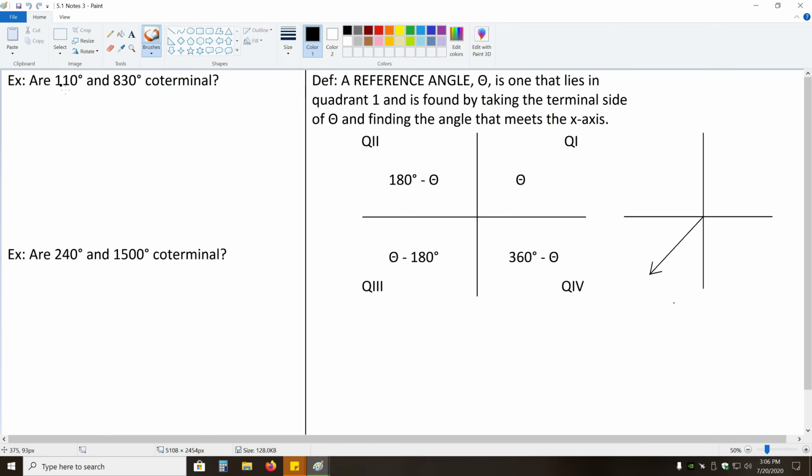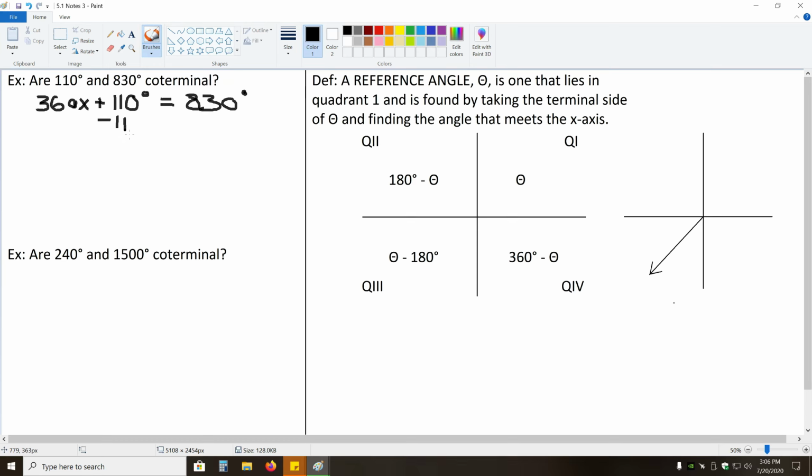We want to check if 110 degrees and 830 degrees are coterminal. So we'll start by taking 360x plus one of our angles. It doesn't matter which one. I'm just going to pick the smaller one. Equal to the other angle. And now we'll solve for x.